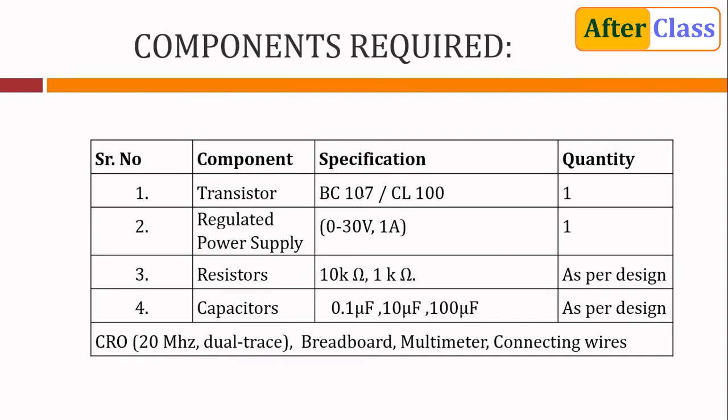These are the components required: transistor BC107, regulated power supply. These are the resistors. Again, as I said, the value of resistors depends upon the design of the intended frequency of operation. If your frequency is changed, the value of resistors will definitely get changed. So again, for the capacitors, then we do require a CRO to observe the output waveforms, a breadboard to mount the circuits, a multimeter to check the readings, and connecting wires to connect the components.